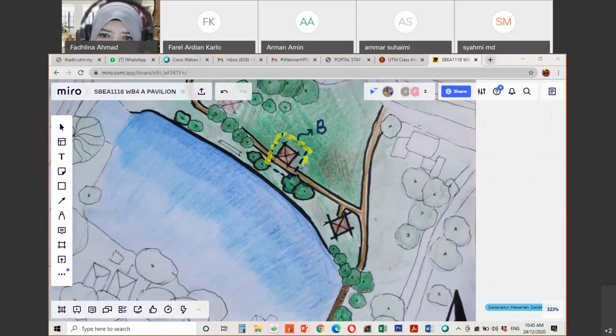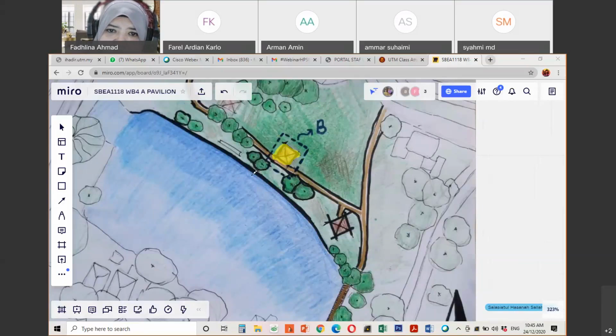Because usually we will give you this one. But for the time being, we don't give it because you are not on the site. So please omit this one, and everything other than the boundary line can remain. Let's say this one is your boundary. This one is your site.